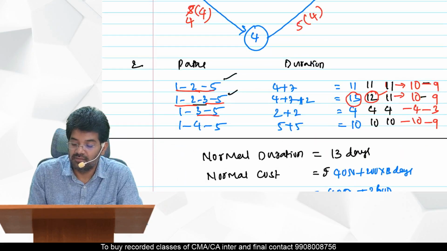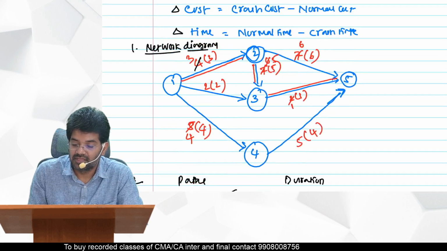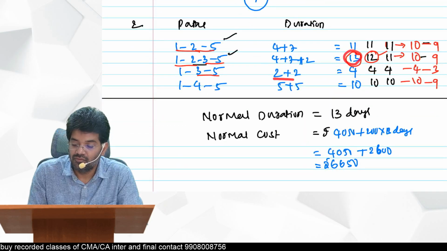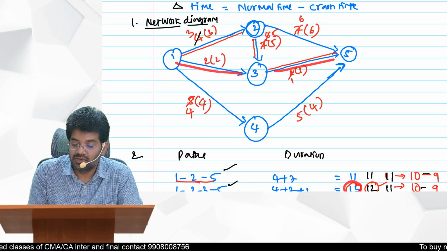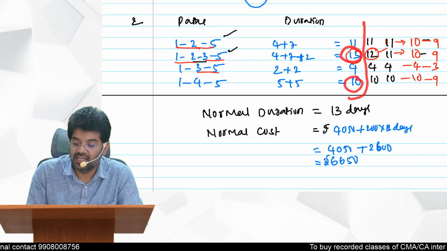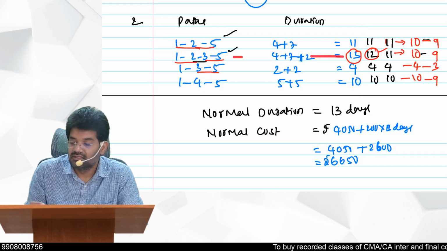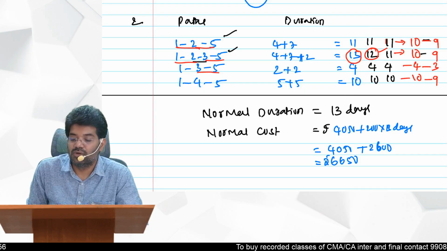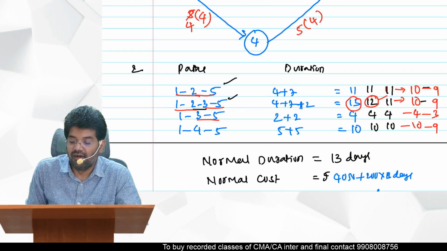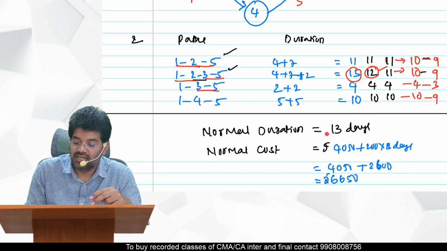For this, what is the time required? 13 days. Next one is 1 to 3, 3 to 5. 4 days are required. Next one is 1 to 4, 4 to 5. 10 days are required. So out of this, what is the highest? 13 days. So this is your critical path. So what is the normal duration of the project? 13 days. Normal duration is 13 days.